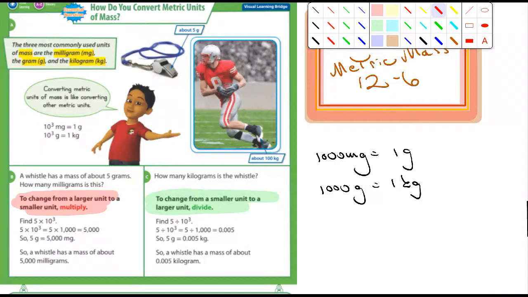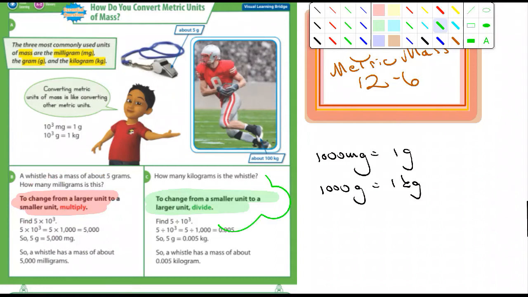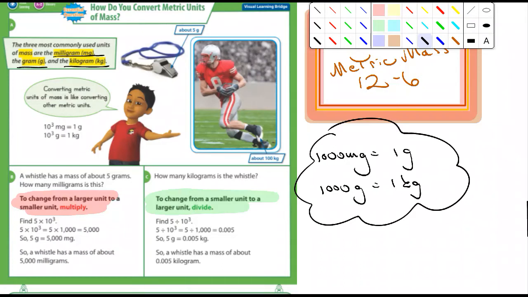It stopped the camera. So just like before, to change from a larger unit to a smaller unit, you multiply. This is a pattern that you guys should be recognizing by now. And then to go from a smaller unit to a larger unit, you would divide. And the three most commonly used units of mass are milligrams, mg, grams, g, and kilograms, kg. Those are the three we're going to be dealing with. And I wanted to point out to you guys here that 1,000 milligrams equals 1 gram, and 1,000 grams equals 1 kilogram.